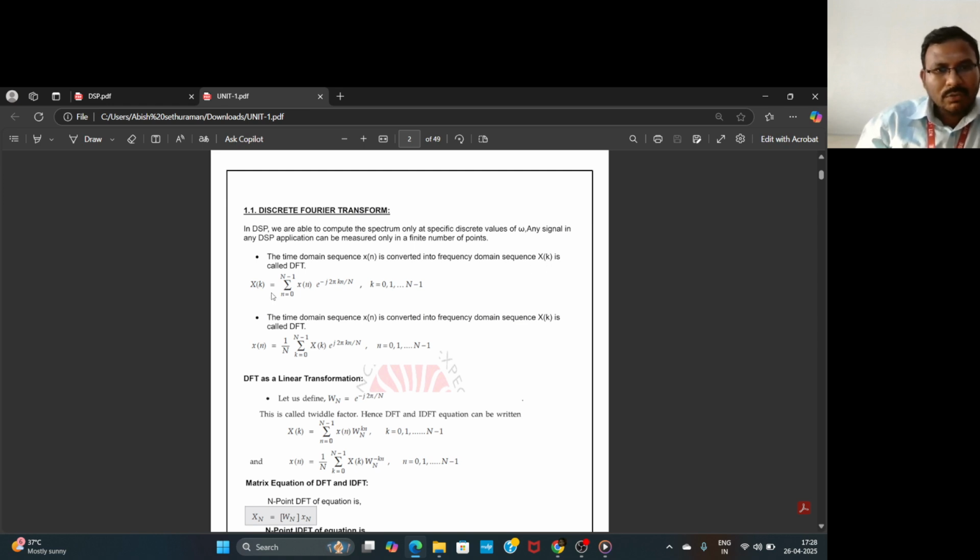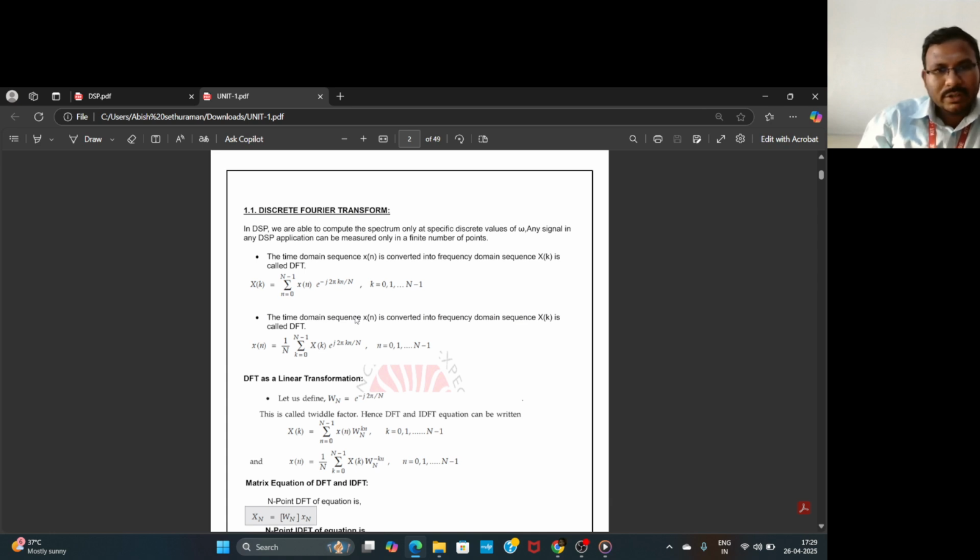So this is the formula for the discrete Fourier transform. X of k equals the summation from n equal to 0 to N minus 1 of x of n e power minus j 2 pi n k divided by capital N. Here n value is 0 to N minus 1, likewise k equal to 0 to N minus 1. This is the DFT.